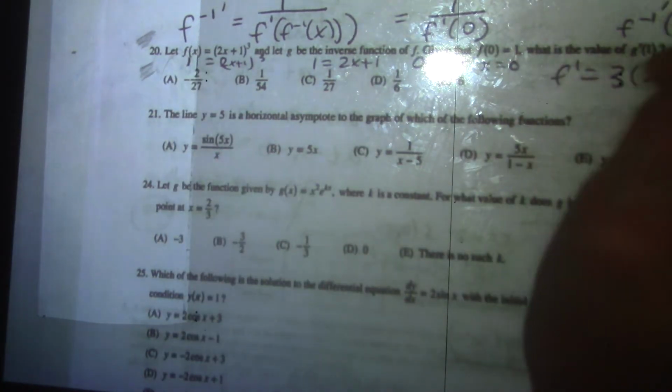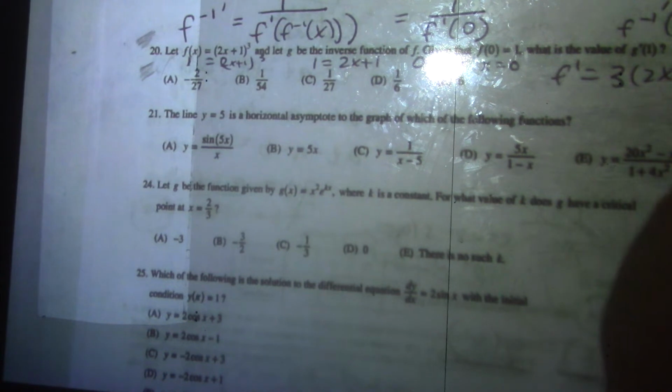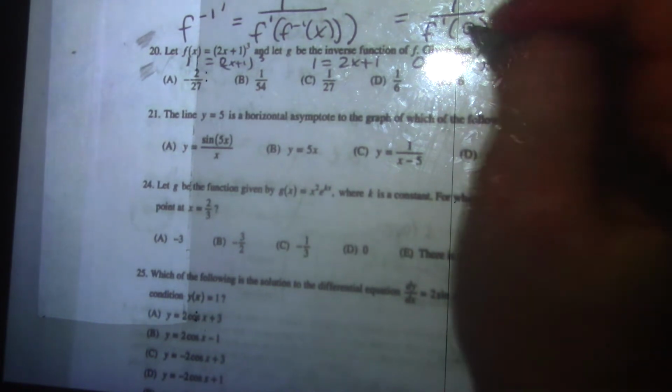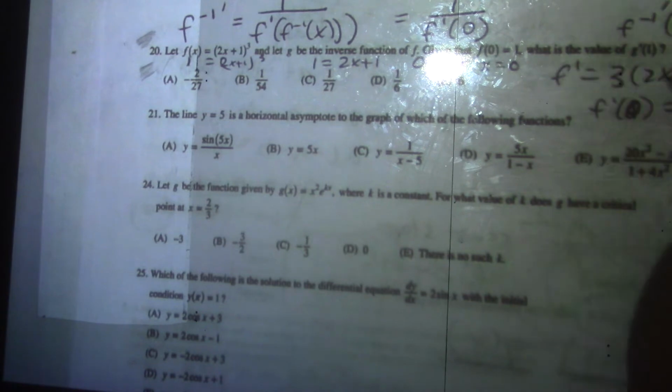Now you find f prime, which is 3 times 2x plus 1 squared times the derivative on the inside. And then f prime of 1 is, this is 6. Oh, sorry, f prime of 0. So then this is just 1 squared, so this is just 6, so this is 1 over 6, D.